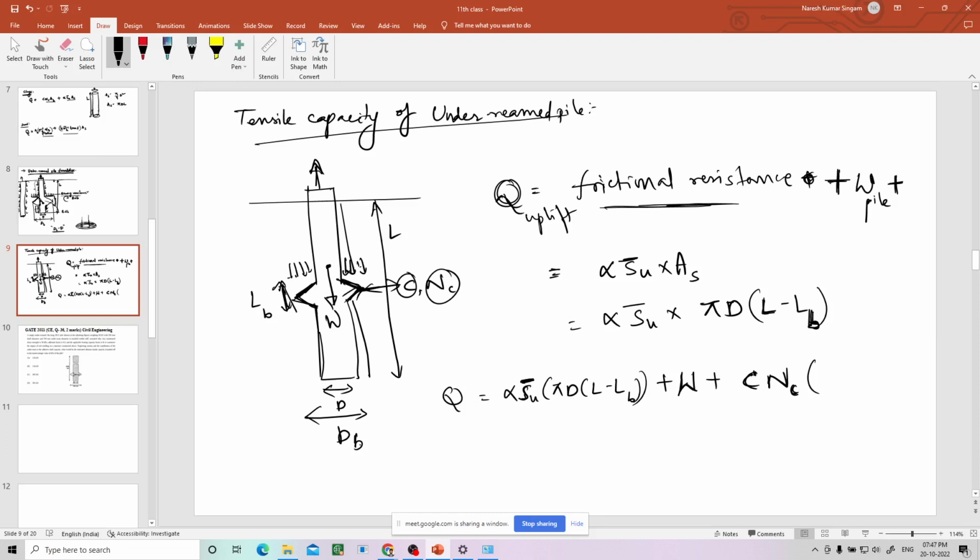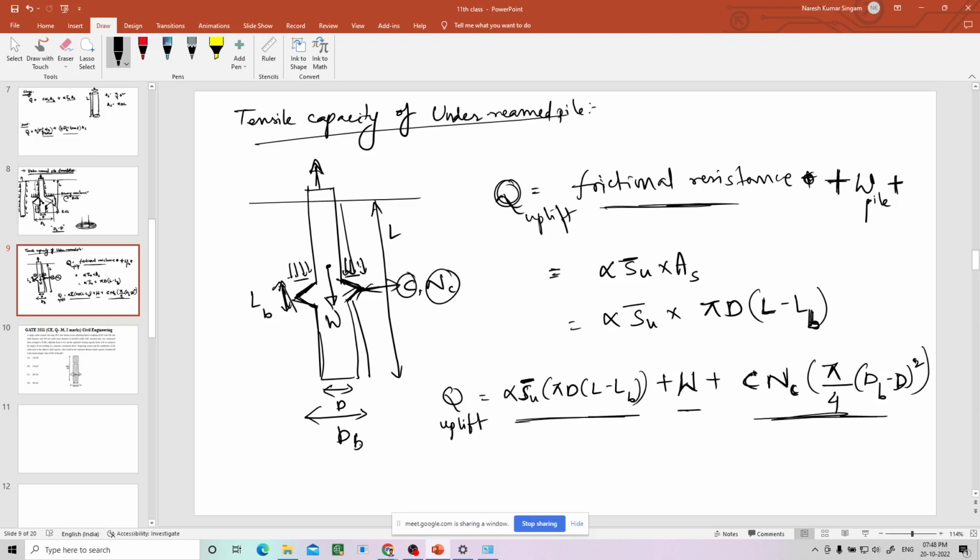But bearing area is what? We know the bearing area is circular, pi by 4 d square. But bearing area is coming only from this annular space. For that, you take dB square minus d square. So, this is the formula for uplift resistance of the under-reamed pile.